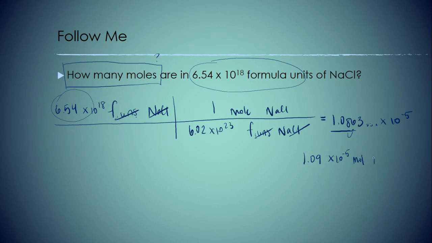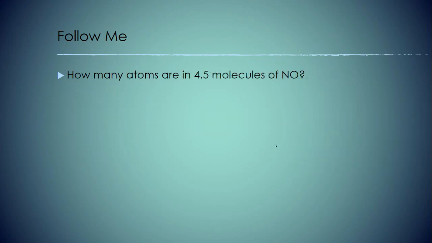So just write these down: moles of NaCl. There's my answer to that problem. Next, how many atoms are in this many molecules of NO? Well, we know the drill. 4.5, I abbreviate molecules as molec rather than just write the whole word. You cannot abbreviate it as MOLE or MOL because, of course, those are moles. So 4.5 molecules of NO.